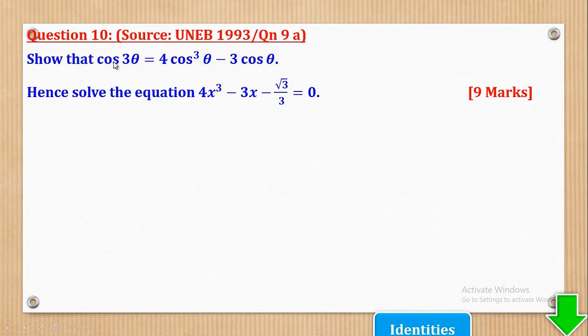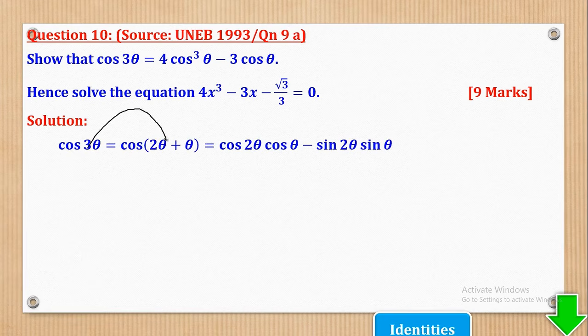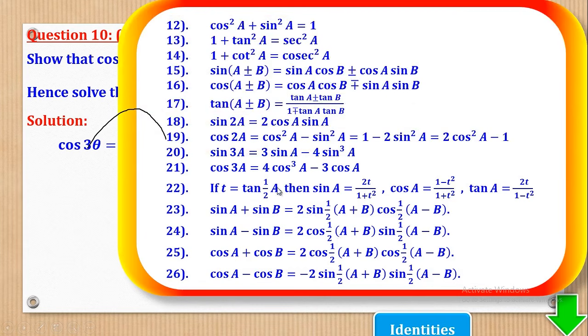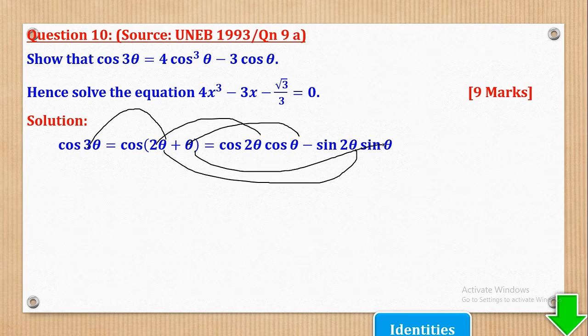So here they're saying that prove that cos 3 theta is equal to that, and hence solve this equation. So we shall start from the left hand side. Left hand side, 3 theta is the same as 2 theta plus theta. Then from there we use the compound angle formula. So compound angle, cos A plus B is equal to cos A cos B minus sin A sin B. So that is what we are going to write here and say that this is our A, and this is our B, like that.